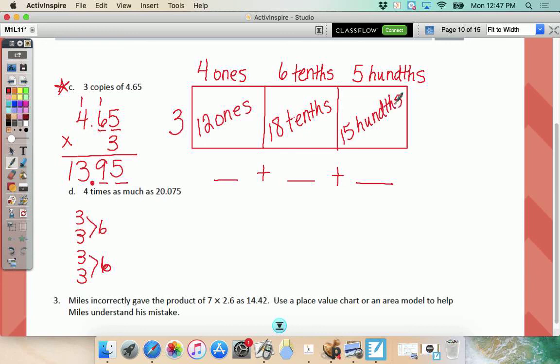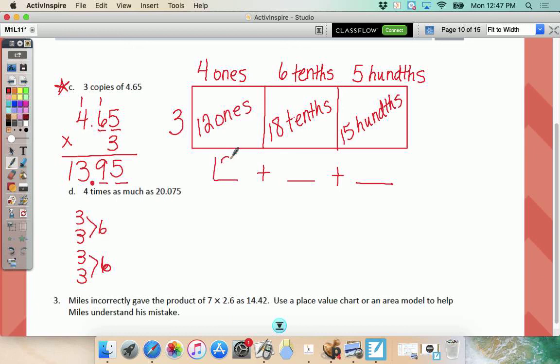Is it wrong without the THS? Yes, it is. Okay. So now I need to write them in standard form. So, find someone who's actually here. Cassandra, how do you write 12 ones in standard form?